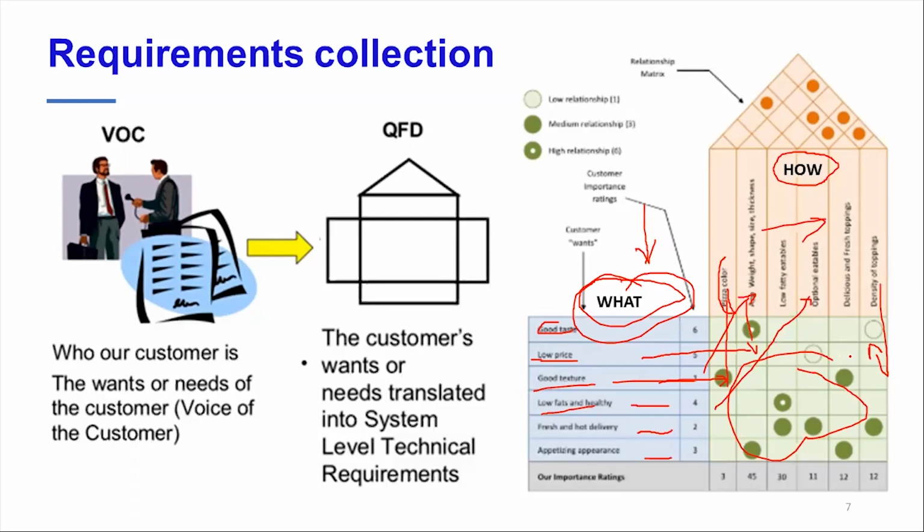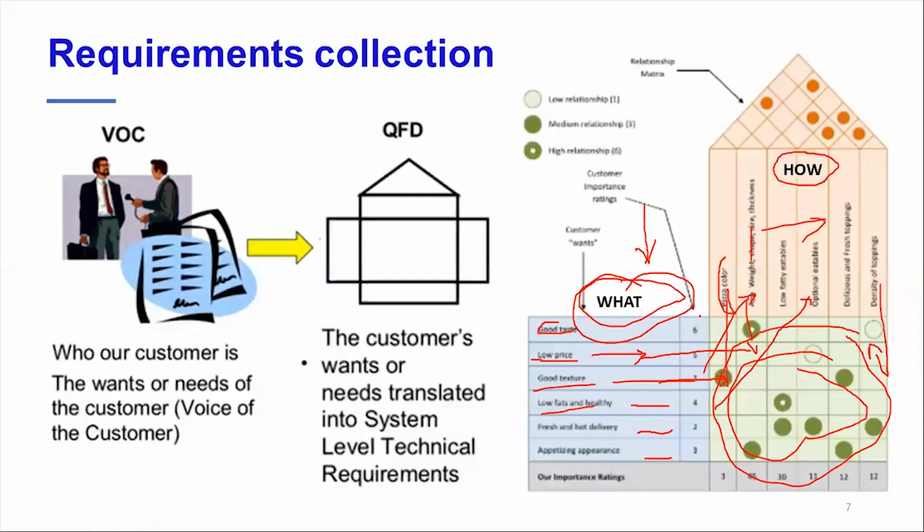So the relationship here will be a low or loose relationship. The strong relationship comes when you have, on this axis, let's say material, and on this axis low price, and then they are strongly correlated. The moment you change the material, the moment you reduce the material, your cost is going to get affected. That's how, in this matrix, you see how your what is related with your how, and then you rate them as low, medium, and high.